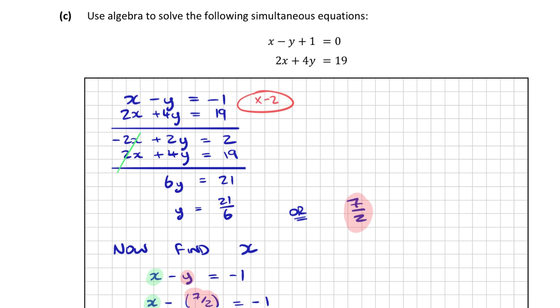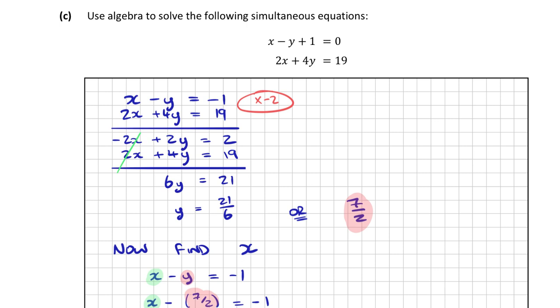So, in order to get rid of the x's, I had to have a 2x and a minus 2x. The only way I could have that is if I multiplied the top equation by negative 2. If I multiplied the top equation by negative 2, I'd get negative 2x. A minus y by a minus 2 gives me a minus by a minus, giving me a plus. And a plus 1 times 2 gives me a 2y.